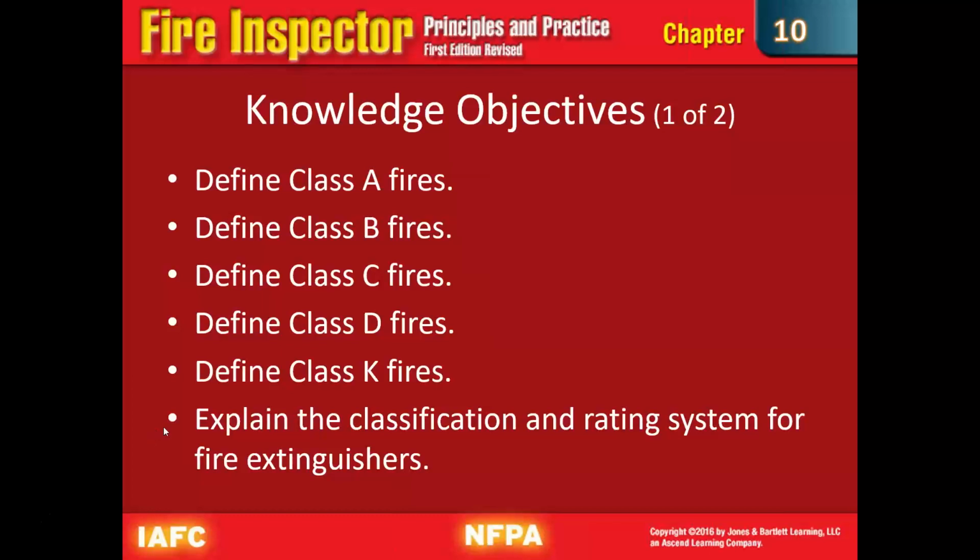All right, so now we're going to be going over Chapter 10. It's going to be portable fire extinguishers, where we're on the objectives. We're going to learn about our different classes of fires and the rating systems for extinguishers.